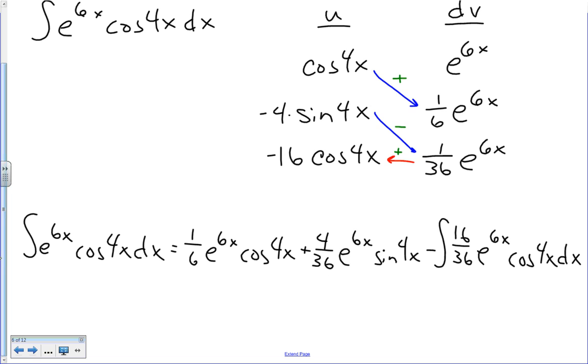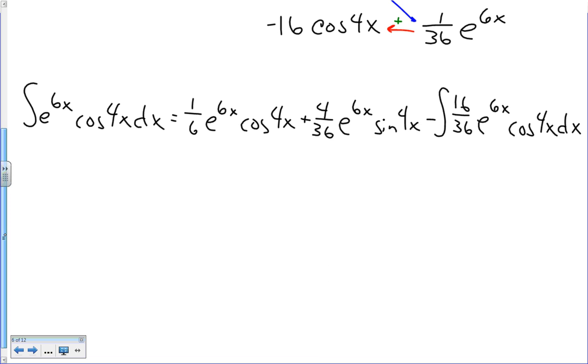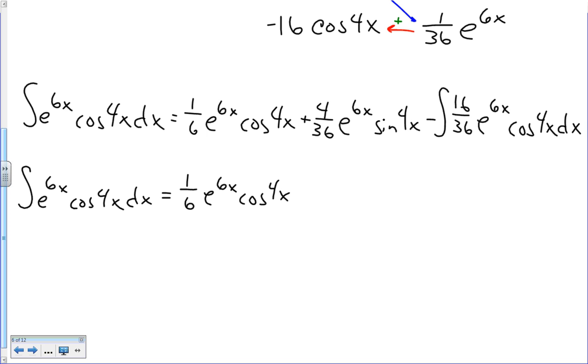All right, so let's rewrite this here just a little bit. We've got the integral of e to the 6x cosine of 4x dx on the left side there. That's our original integral. 1/6 e to the 6x cosine of 4x. And then 4 over 36, let me just rewrite that as 1 over 9 e to the 6x sine of 4x. And that constant, let me pull that constant out front, but let me simplify it also. You got 16 over 36, so those both have a factor of 4. So you ended up with 4 over 9 times the integral of e to the 6x times the cosine of 4x dx.